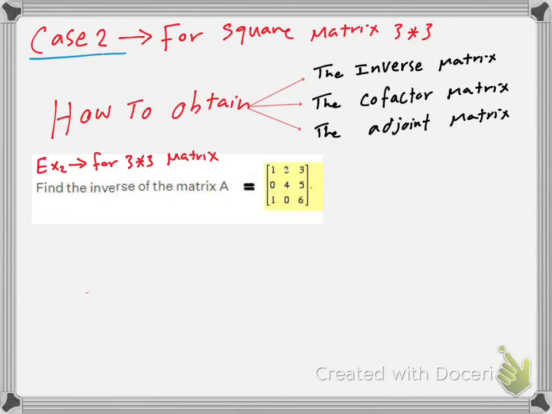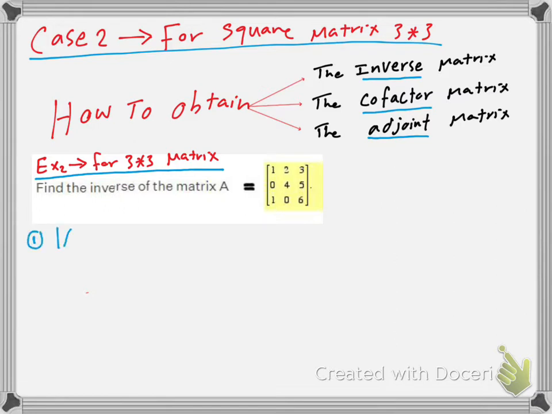Now case 2 for the square matrix of order 3 by 3. We will try to obtain the inverse matrix, the cofactor matrix, and the adjoint matrix as well. In this example, we will do that for a 3 by 3 matrix. At the beginning, I should compute the determinant of that matrix.